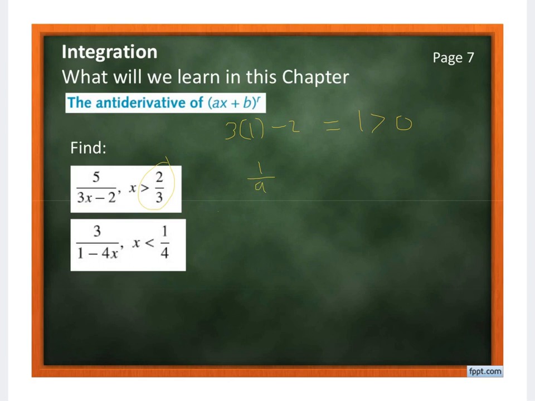So we use the formula on page 6. 1 over a log e ax plus b plus c. It's 5, so you write 5 here. The a is 3, so over 3 log e 3x minus 2 plus c. So that is for number 1. Now we try for number 2.